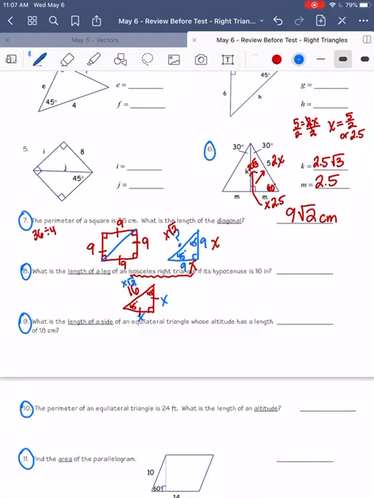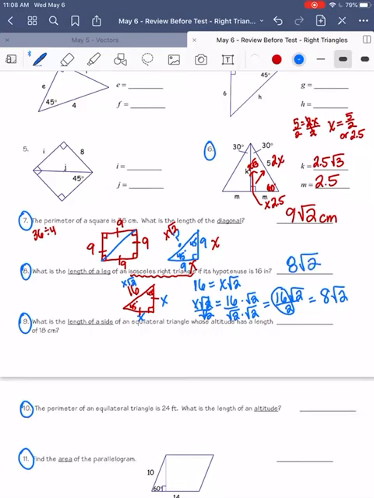I'm not giving you the x, so you need to set up an equation. So 16 equals x root 2, or x root 2 equals 16. I'm going to write it this way since it's easier to solve. Okay, so divide by root 2. Then you have to get the radical out of the denominator, so times by root 2. So 16 root 2 over 2. And then that simplifies to 8 root 2.